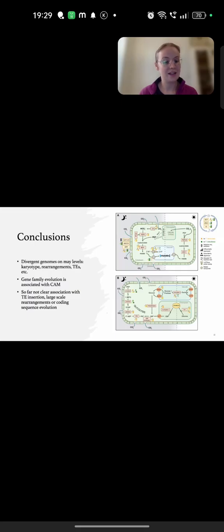I want to say that we found quite a bit of divergence in terms of the genomes of the two Tillandsias, even though they are quite closely related. We found karyotype changes, differential accumulation of TEs, differential gene family evolution, etc. But what we really found linked or associated with CAM photosynthesis was gene family evolution. And on top of that, we are not yet completely finding clear signals that TEs or large-scale rearrangements or coding sequence evolution are really associated with CAM.